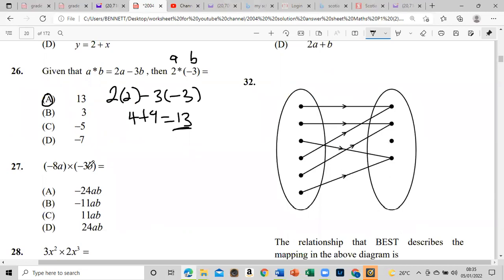Alright, negative times negative, that's positive. The 3 is 24. And then 8 times.